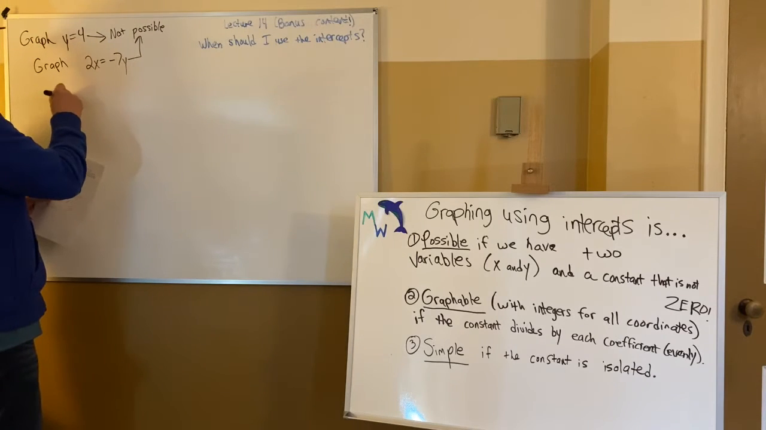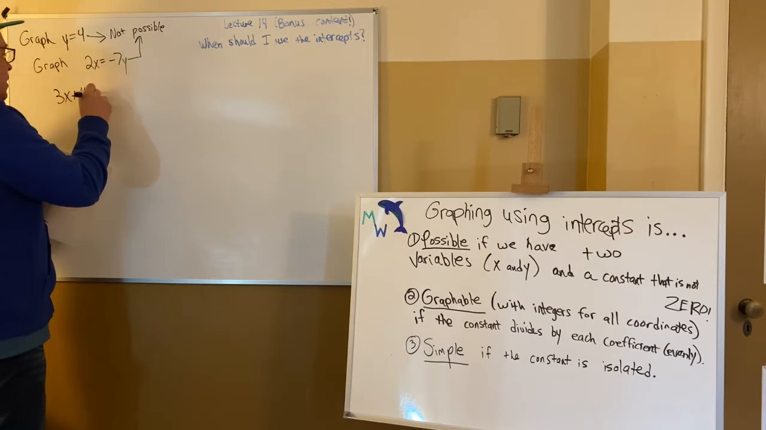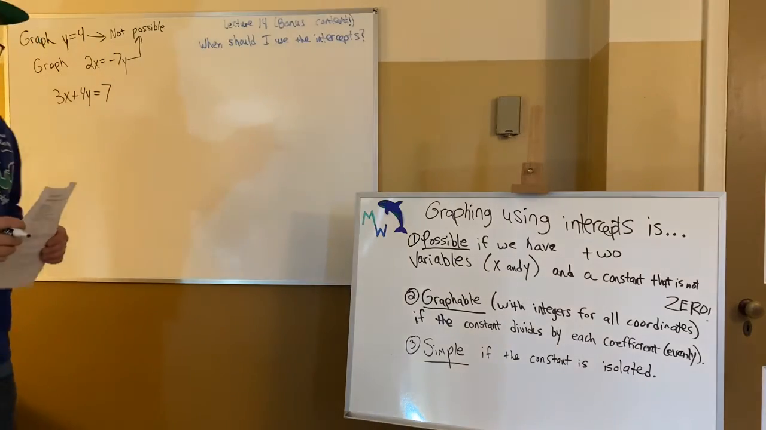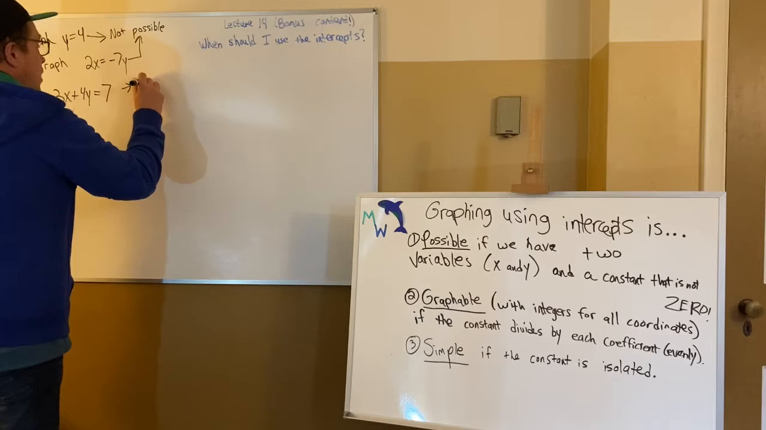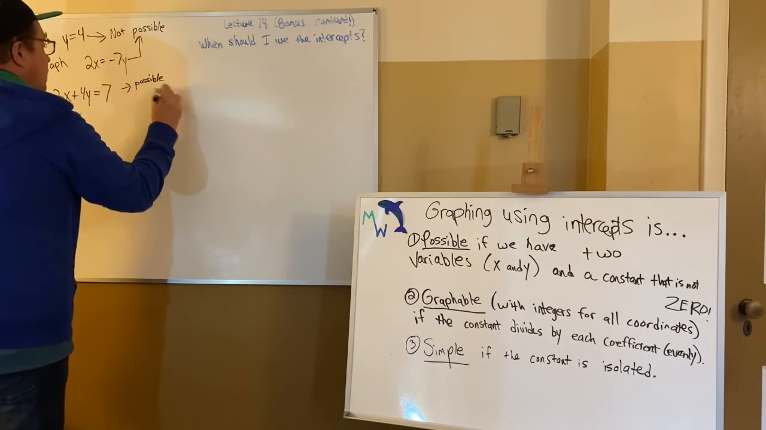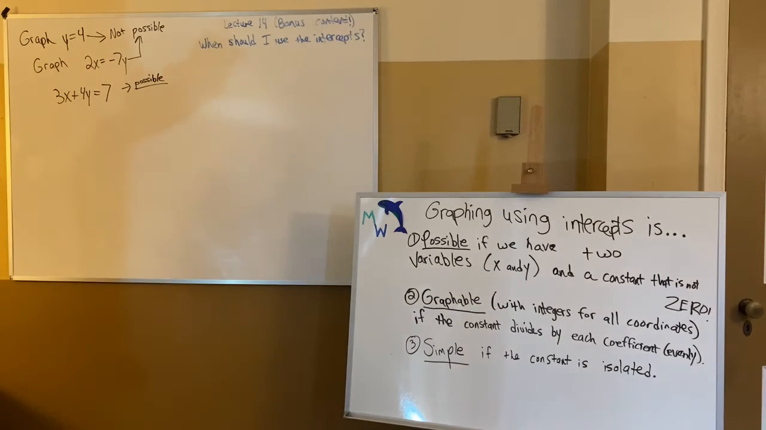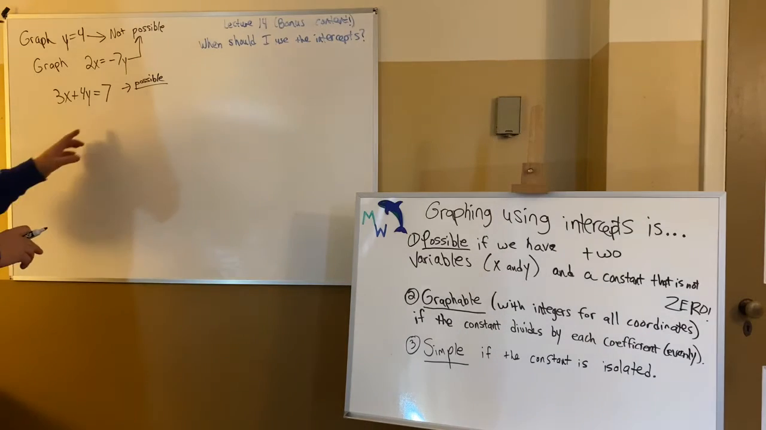So now we try 3x plus 4y equals 7. It's got what we need. This is possible. Good. So let's do it. I'm not going to do it in red and black because my point here is to show you what's nasty about having it happen.